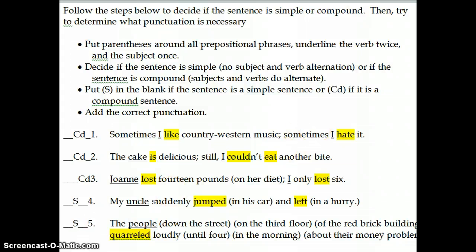So these are the steps that we're going to follow when we try to determine what is the correct punctuation for a sentence.